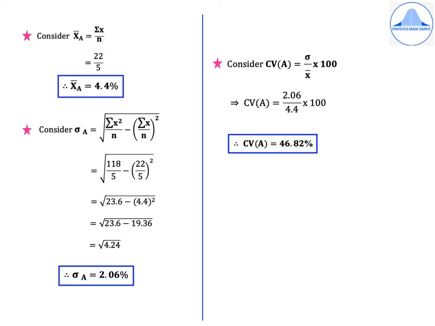2.06%. Now we'll find out CV of A, which is sigma by x bar into 100. So substituting, we get 2.06 divided by 4.4 into 100, or CV of A is equal to 46.82%. So for CV final answer, you can take two places after the decimal after rounding off.